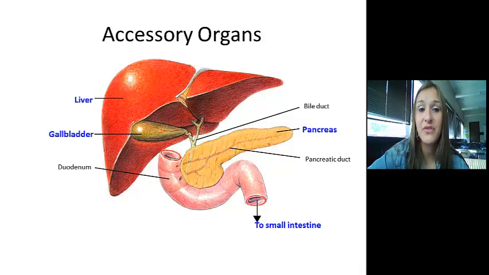The accessory organs are the organs where food does not pass through but are important. We've already mentioned these before. The liver, which is this large organ here, one of the largest organs in your body. The gallbladder, which is attached to the liver. And the pancreas, right here.